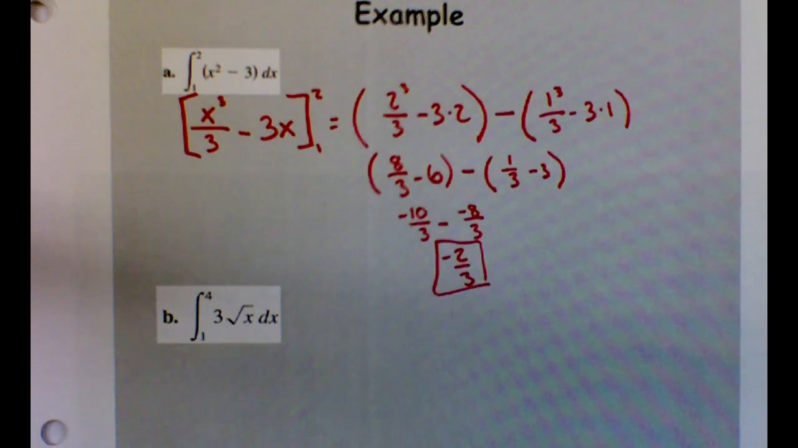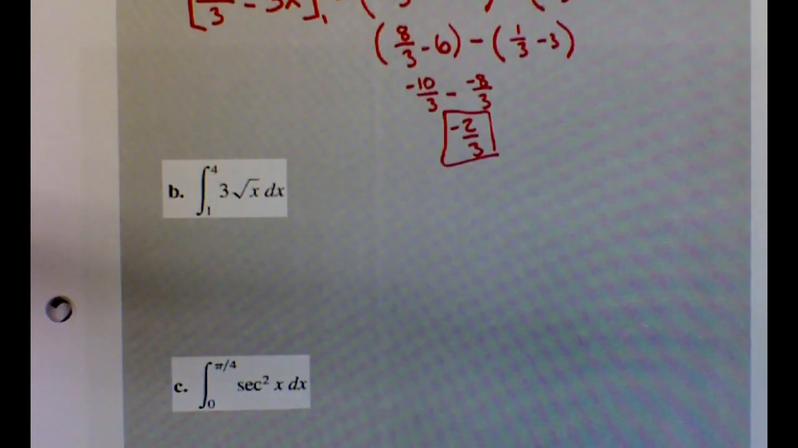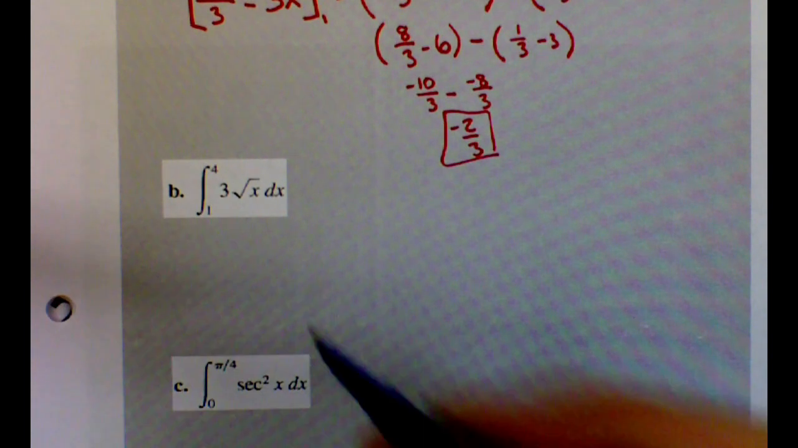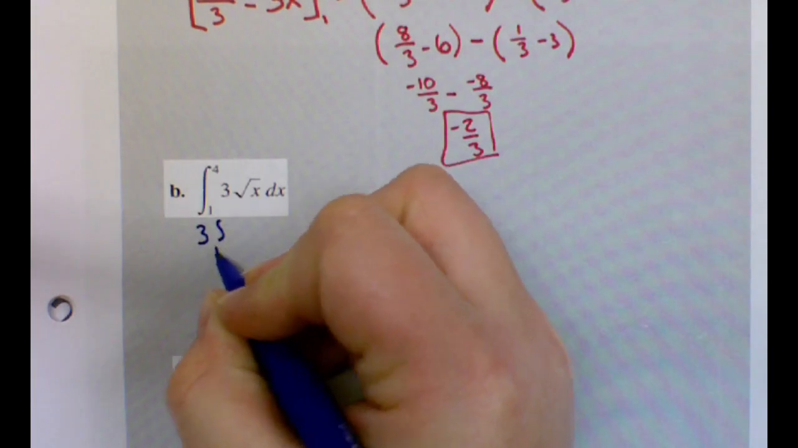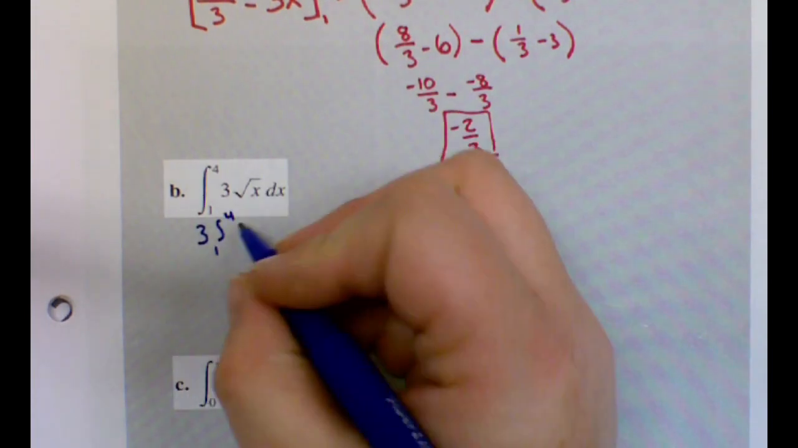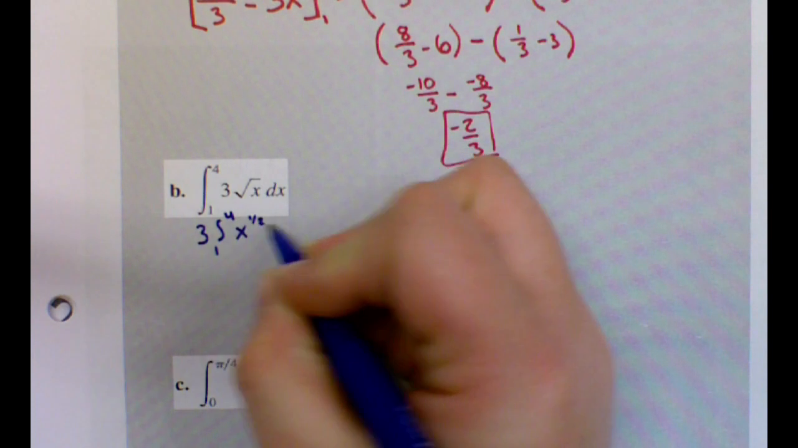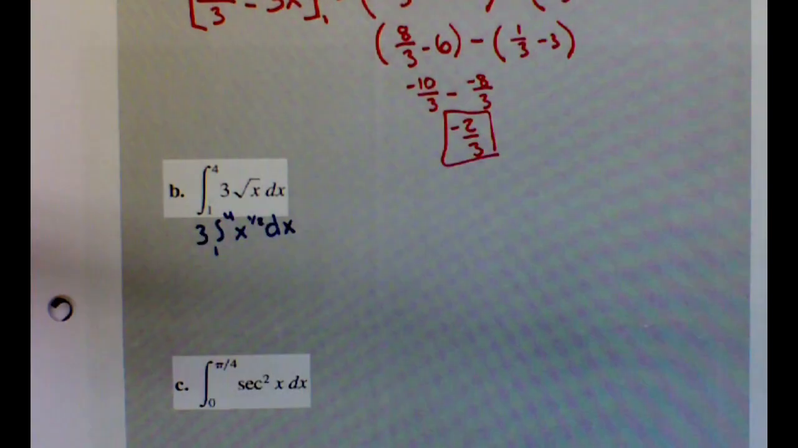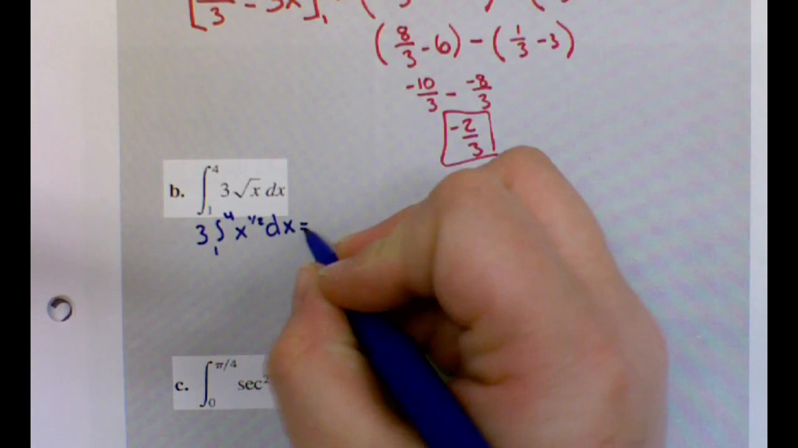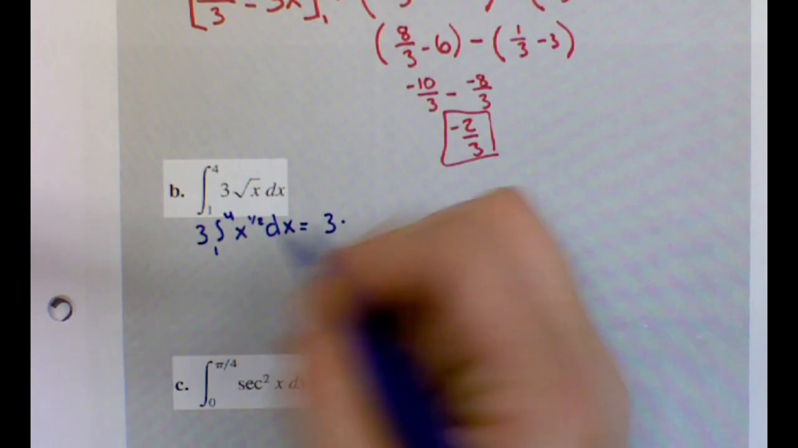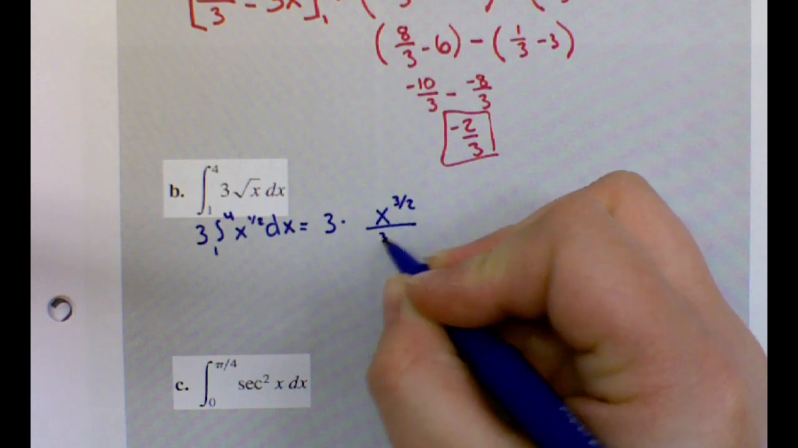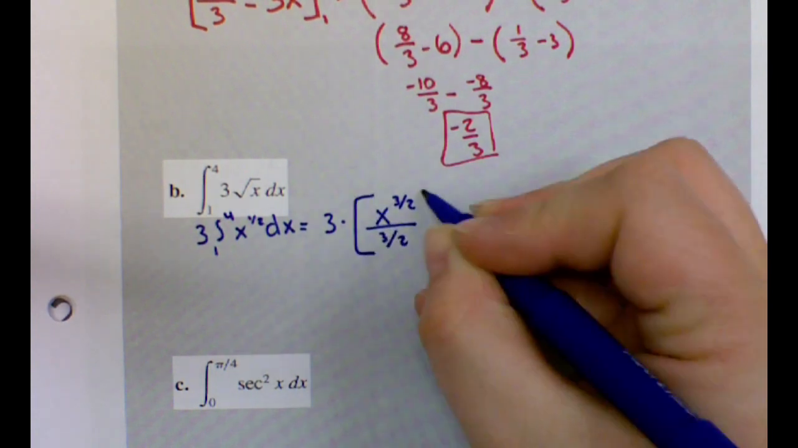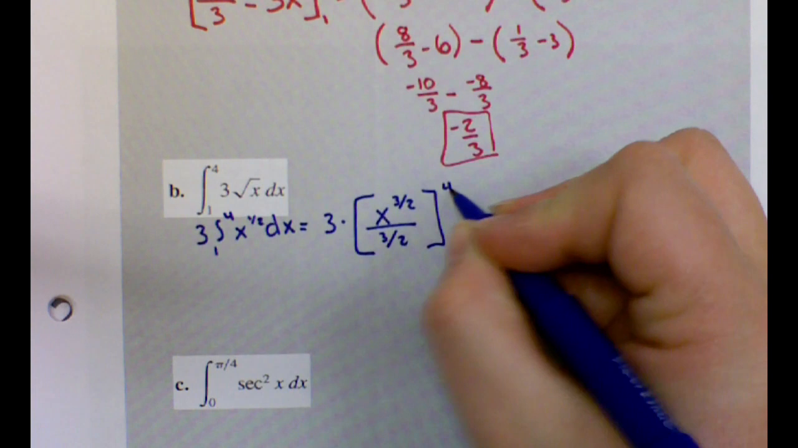Next up we have the integral from 1 to 4 of 3 square root of x dx. Well, remember that a constant can be pulled out front of an integral, and the square root of x is x to the 1/2 power dx. So now we can take our antiderivative. 3 times, we add 1 to our power, so it's x to the 3/2, and divide by that new power, and that goes from 1 to 4.